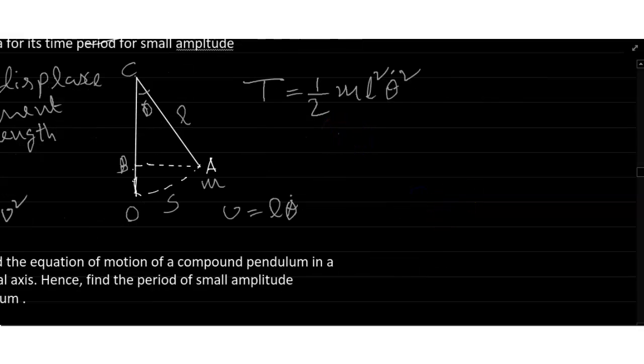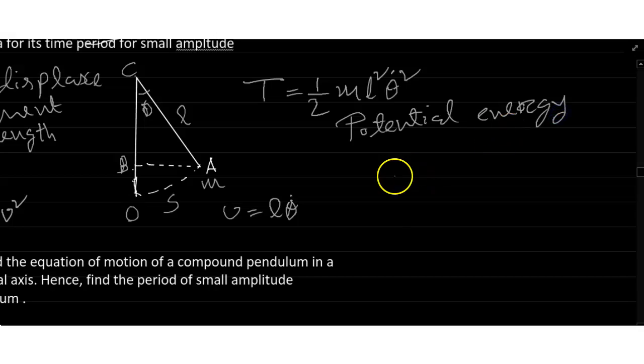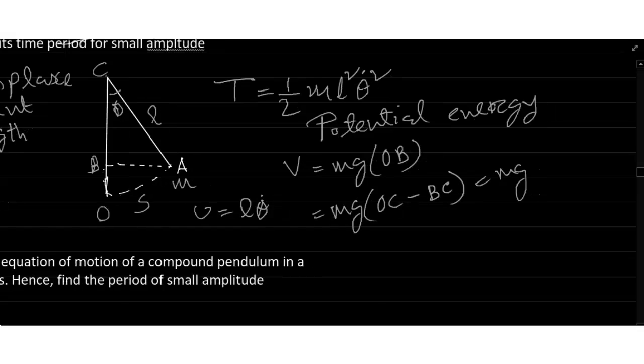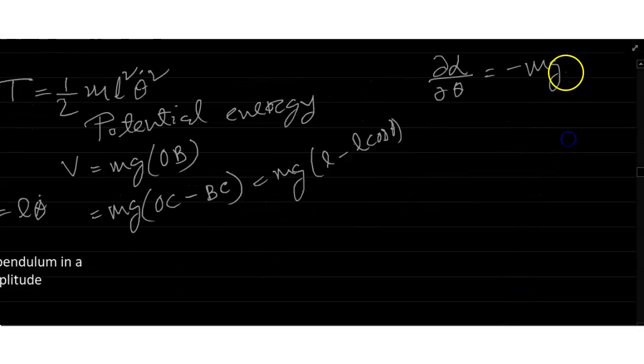So the potential energy of the system is V equals mg OB, and mg OB means mg into OC minus BC, mg into (OC minus BC). And mg OC means L minus L cos theta.